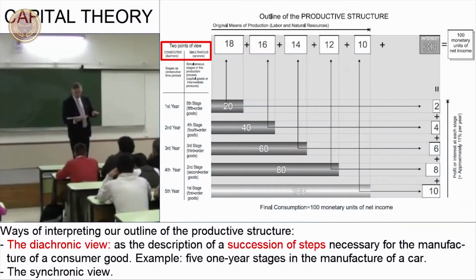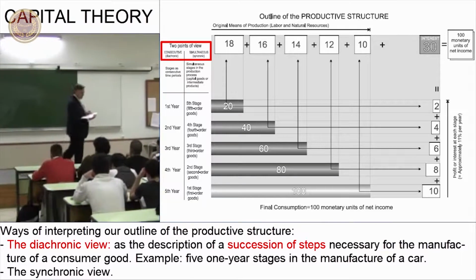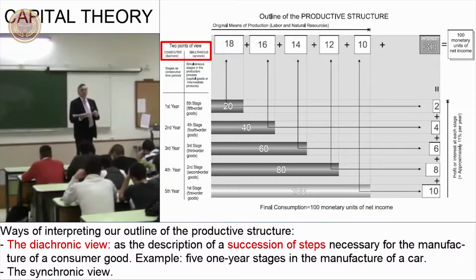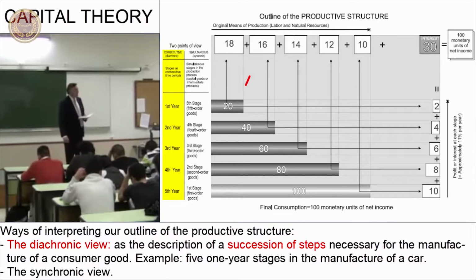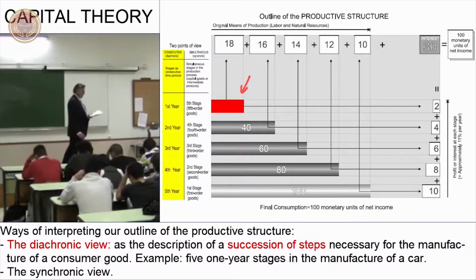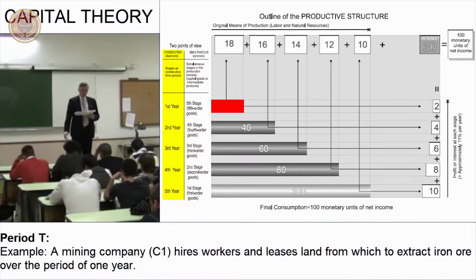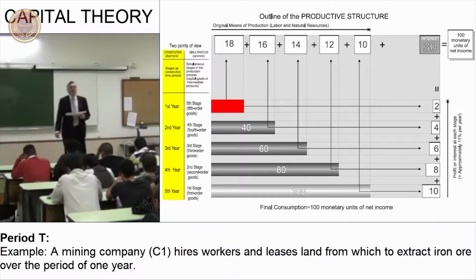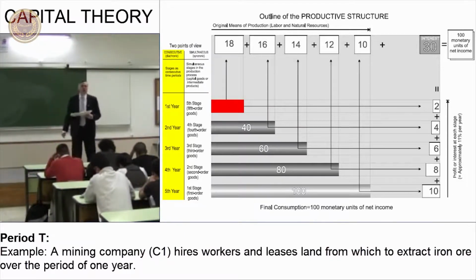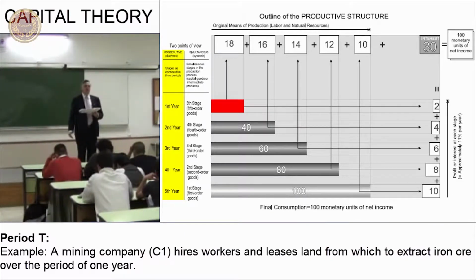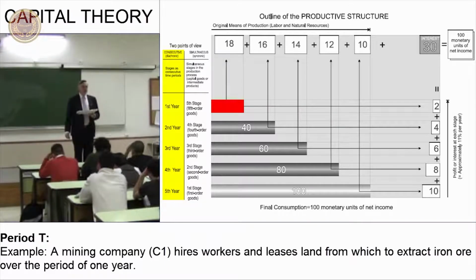At the left-hand side of the chart, we see that there are 2 possible ways of interpreting it. There is the diachronic view, which depicts 5 successive stages. Note that the stage corresponding to the first year, and the shortest bar above, is the stage furthest from the final consumer good. We will suppose that this stage corresponds to the extraction of iron ore from mines. So, in this stage, there are a number of mining companies which extract ore.